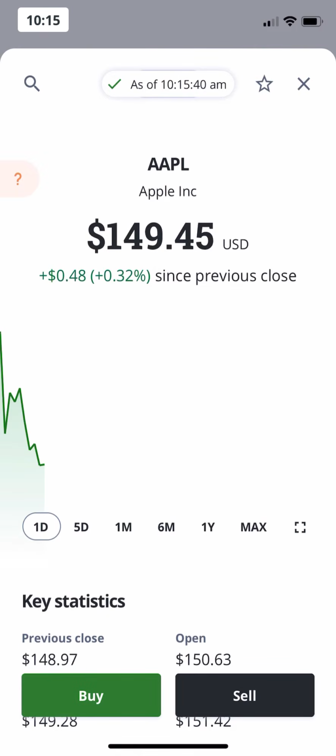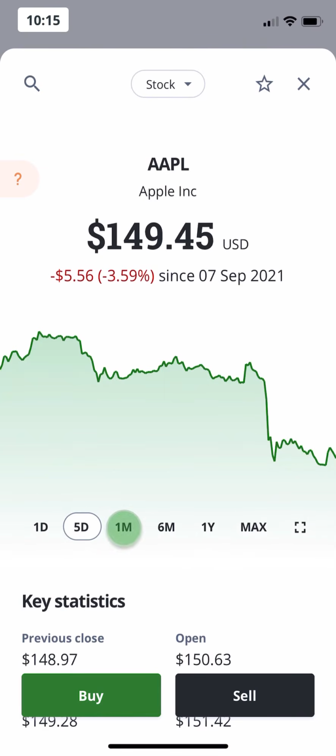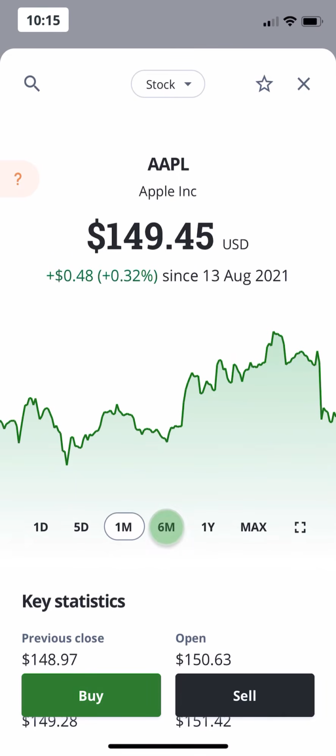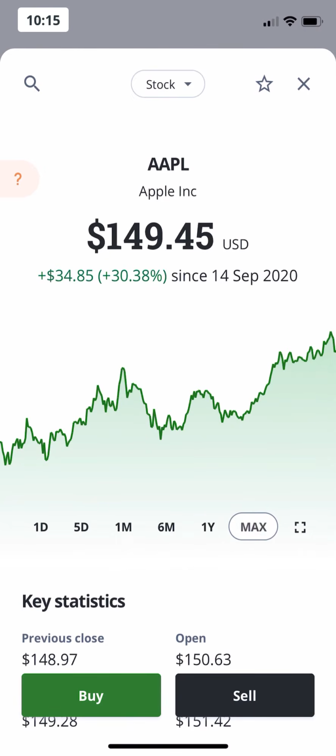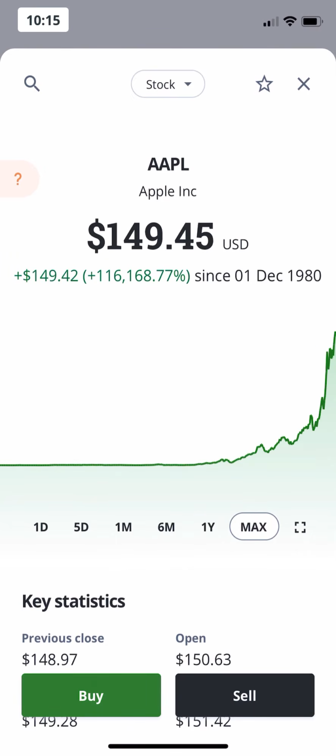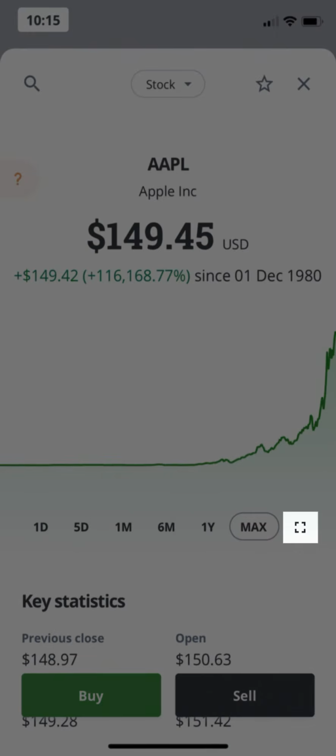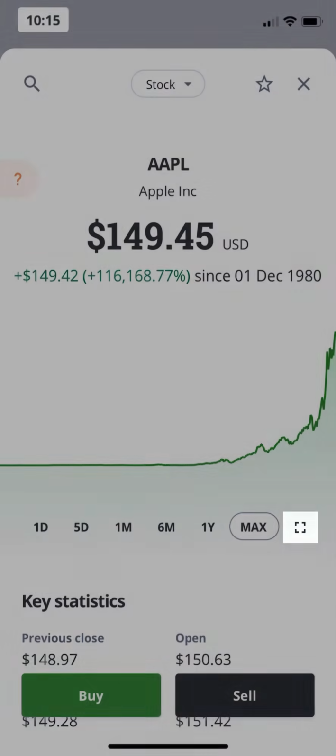You can change the time frame below to show the past 5 days, 1 month, 6 months, year, or even since the stock was first listed. The expand button on the end shows you a larger landscape-oriented version of the chart.